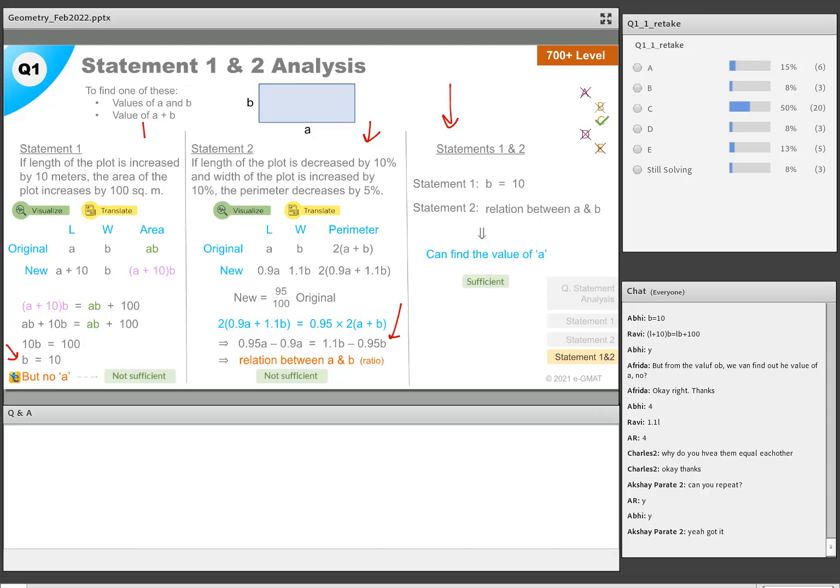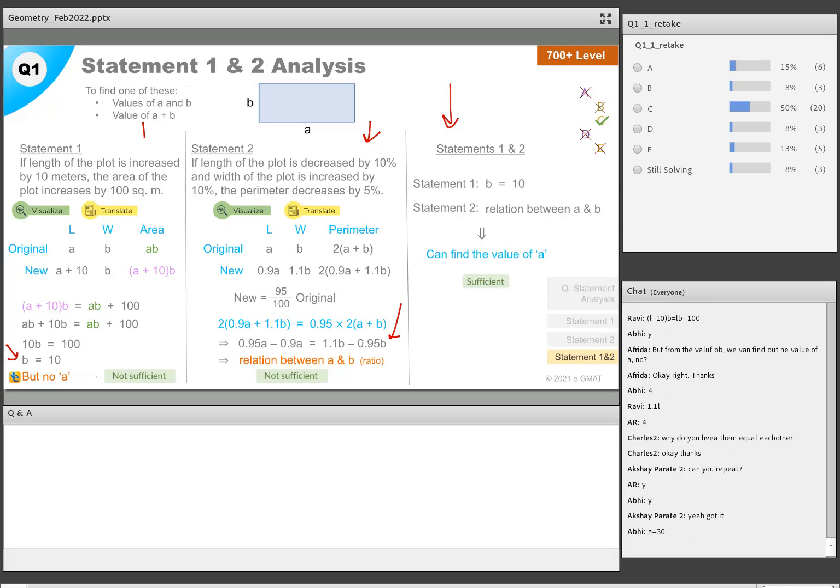You don't even have to do the calculation. In a data sufficiency question, you don't even have to do this calculation. Can you not immediately say that the minute I put in b, I can find out a also? Abhi has calculated it and told us a equals 30, but even without doing the calculation, you can figure it out, right? You had an equation, a = 3b.